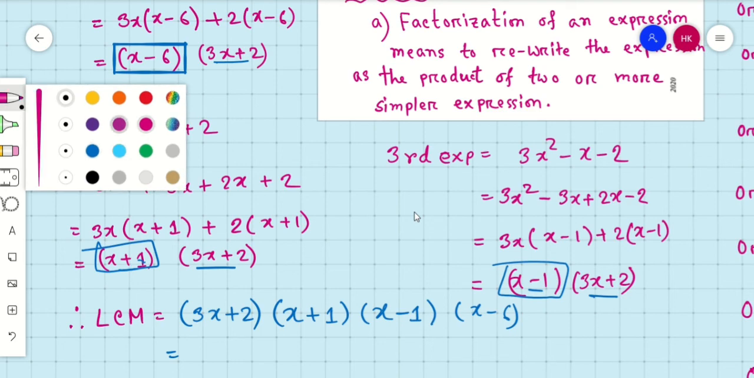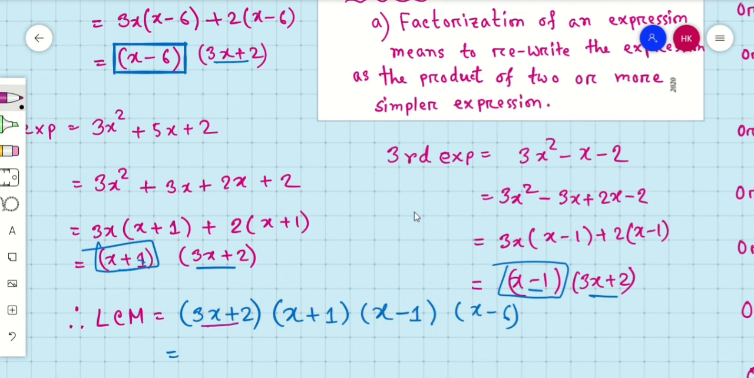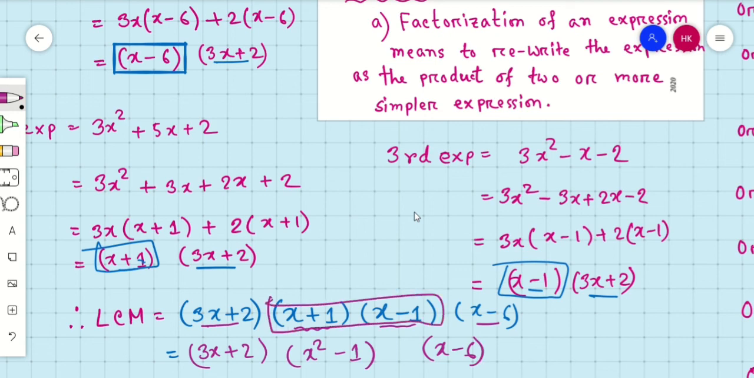Then here you can see we can do nothing with 3x plus 2 and x minus 6, but we can multiply x plus 1 and x minus 1, so we get 3x plus 2, x minus 6, and x square minus 1, because if we multiply x plus 1 and x minus 1, we just get x square minus 1. So this should be the final answer.